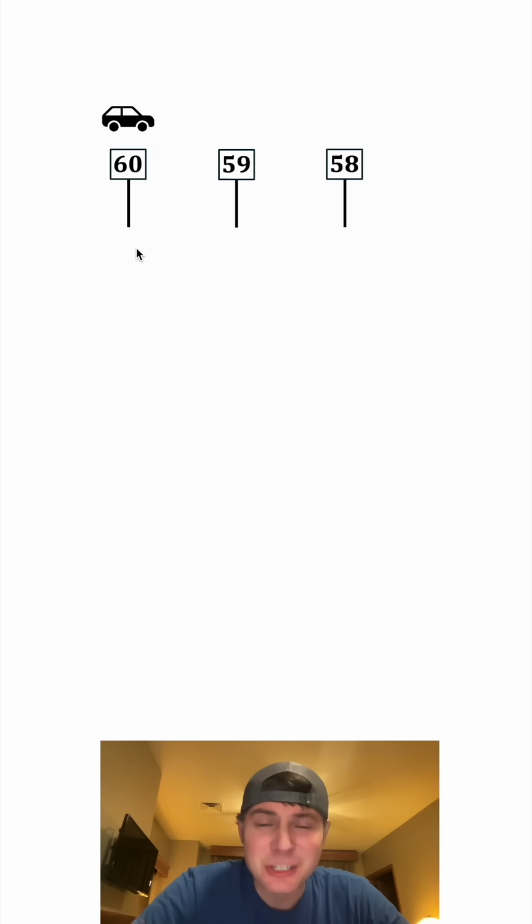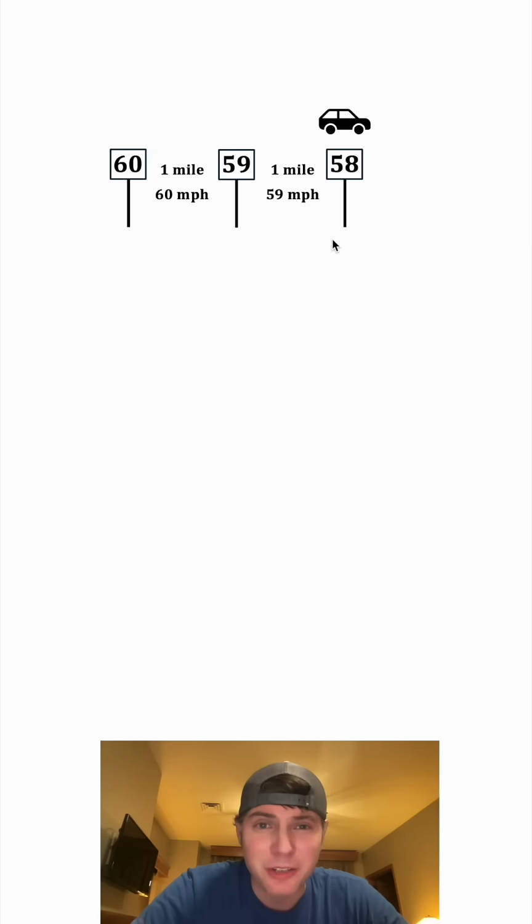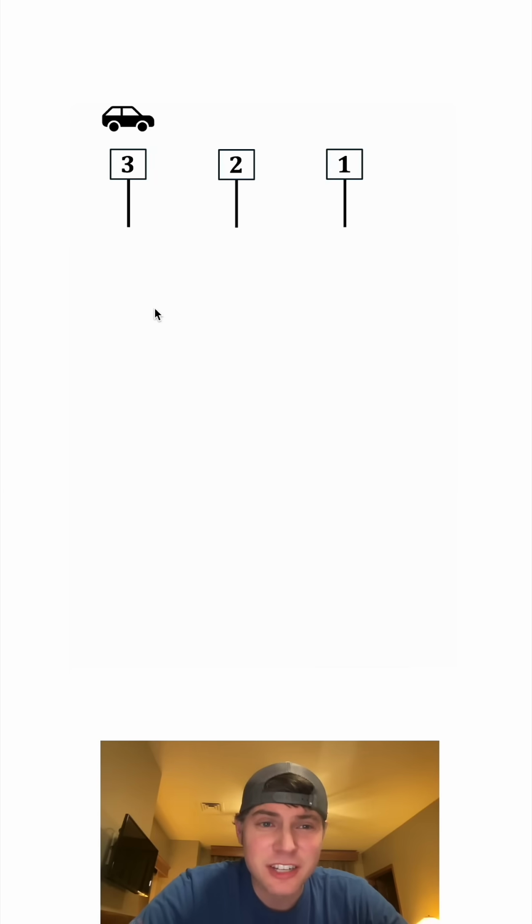He interprets it as the speed limit, so for the next mile, he drives 60 miles an hour. And then when he hits the 59-mile marker, he thinks that's the speed limit, so for the next mile, he'll drive 59 miles per hour. And then at the 58-mile marker, he then starts driving 58 miles per hour. And this continues his whole way home.